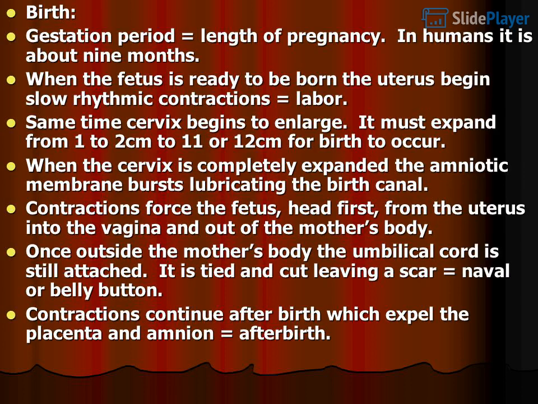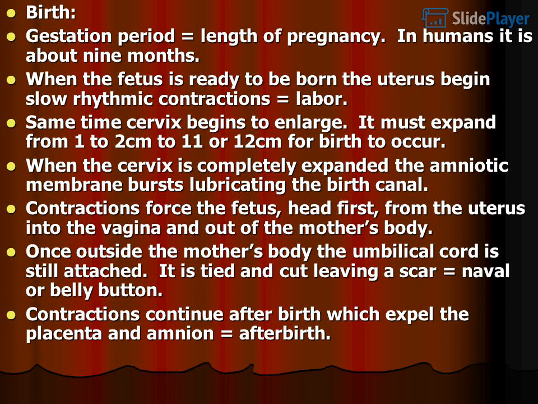Birth. Gestation period equals length of pregnancy. In humans it is about 9 months. When the fetus is ready to be born, the uterus begins slow rhythmic contractions, which is labor. At the same time the cervix begins to enlarge. It must expand from 1 to 2 cm to 11 or 12 cm for birth to occur.